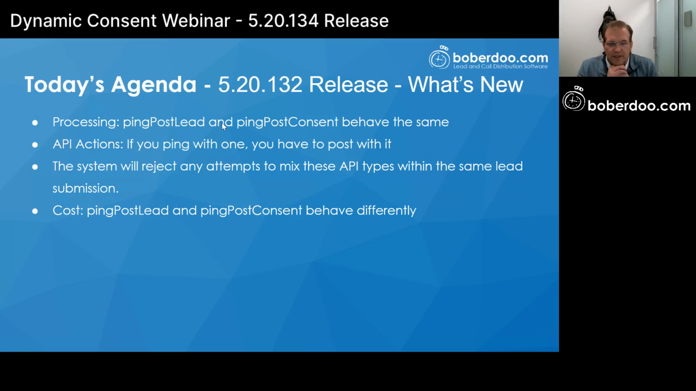So first up, just some things of note. Number one, when it comes to processing, the ping post lead API and the ping post consent API action behave the same when it comes to processing. This means that when a lead comes in and the boberdoo system sorts your matches.